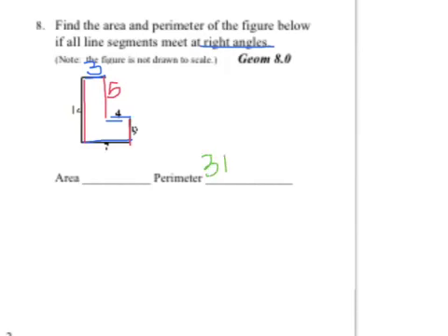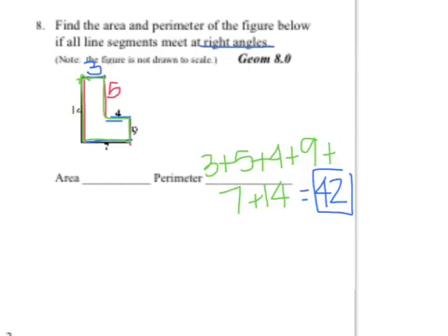So I'm just going to add starting at the top, and I'm going to go kind of clockwise. So 3 plus 5 plus 4 plus 9 plus 7 plus 14, and I'm going to add that up. So when I did that, I got that the perimeter was 42, which is the distance all the way around. Now they also want me to find the area.